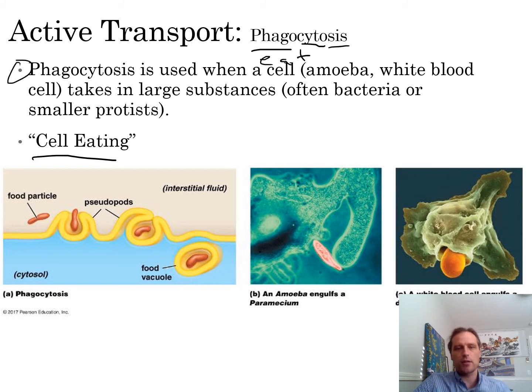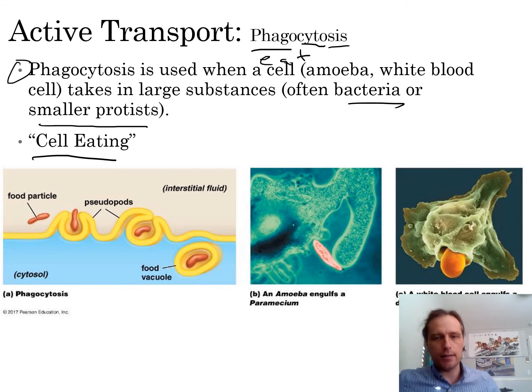Here's your definition. Phagocytosis is used when a cell, an amoeba, white blood cell, takes in a larger substance, or not a larger substance, but like a big one. Sometimes even a bacteria or a small protist. Protist is a eukaryotic single-celled organism. So this is cell eating.